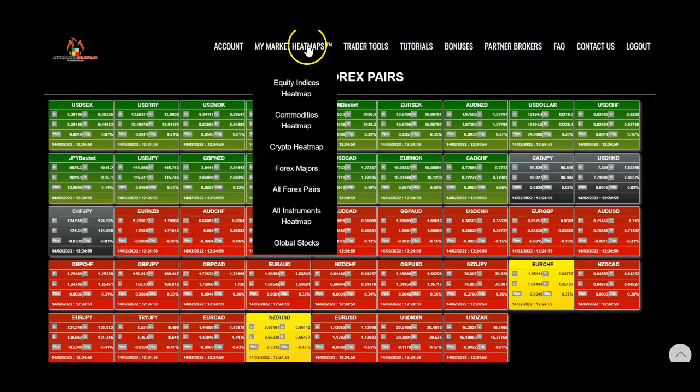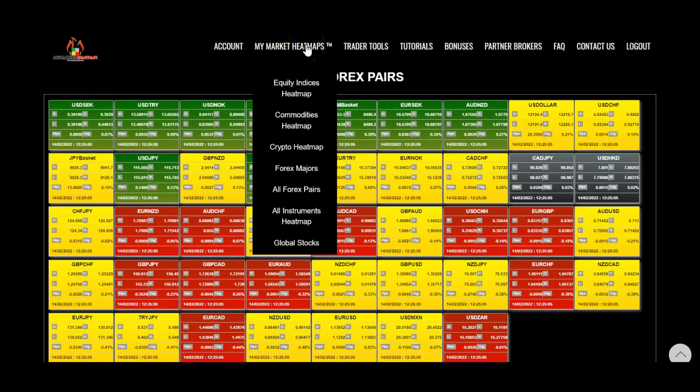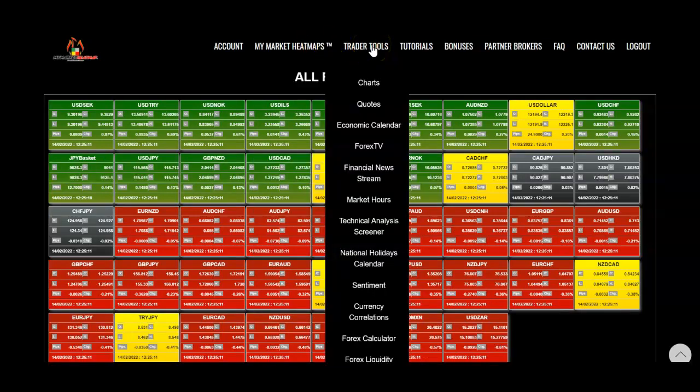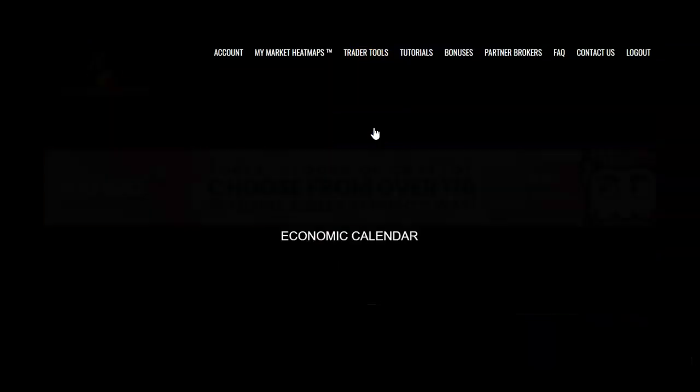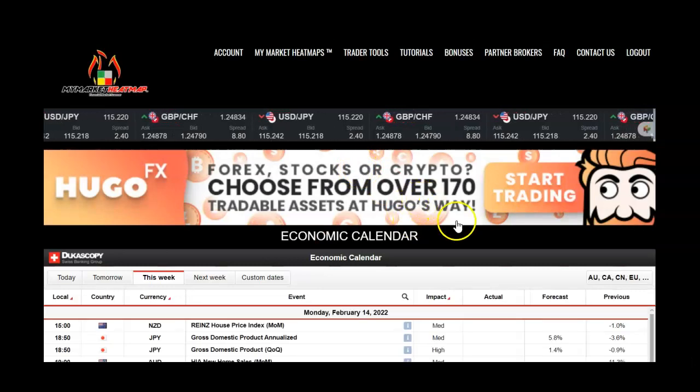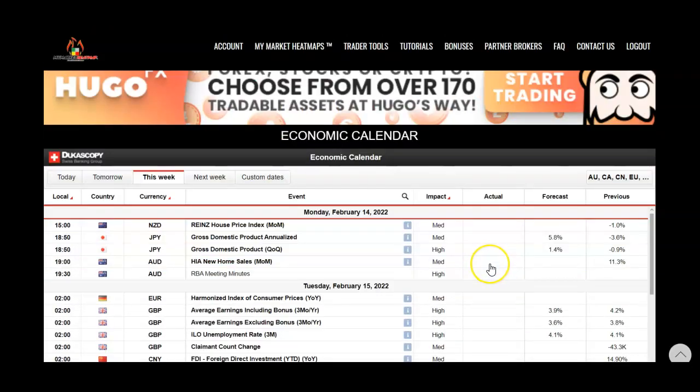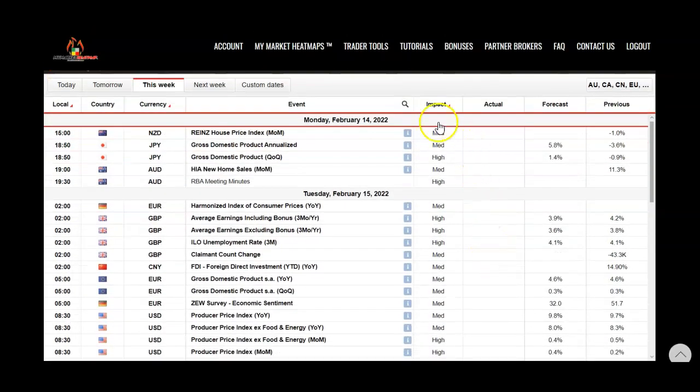Now we can look at, okay, what catalysts do we have? What events could drive these currency pairs in different directions? And for that, we want to go to our trader tools, and we can go to our economic calendar. You can click that, and what that will do is give us a rundown of all the major events that are going to come out later on.